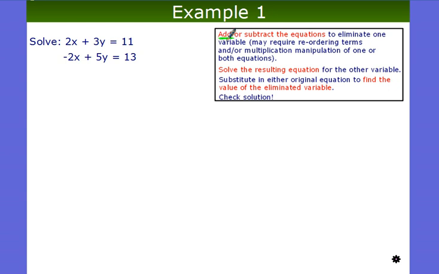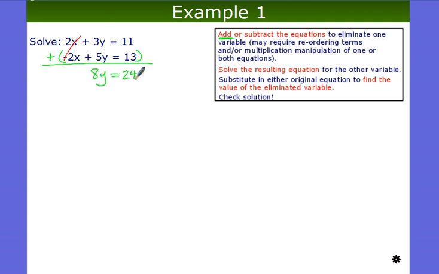So we're going to add this equation, and we're adding everything. That's why I put it in a group. So I'm adding this, I'm adding the y's, and I'm adding the constants to the original equation. So when I add those, let's see what happens. So 2x and negative 2x eliminate to get me 0x, which is nothing, so I don't write anything for the x's. Then I add 3y and 5y, that gets me 8y. I still have the equal sign. And then I add the 11 and the 13, and I get 24.